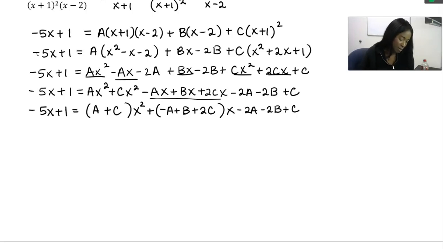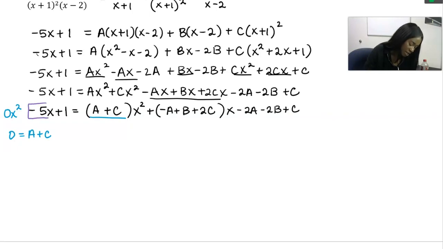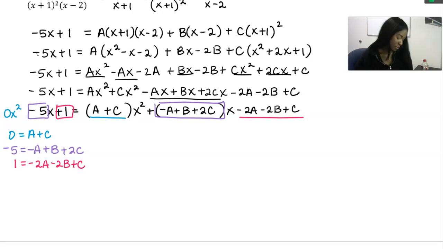So now let's start equating coefficients. This is the coefficient to x squared on the right side, A plus C. Well, there is no x squared on the left side, so it's 0. So I have that 0 is equal to A plus C. For my x terms, I have a negative 5 here, and then I have all of this stuff here. So negative 5 is equal to negative A plus B plus 2C. And then for my constant term, I have 1 is equal to negative 2A minus 2B plus C.